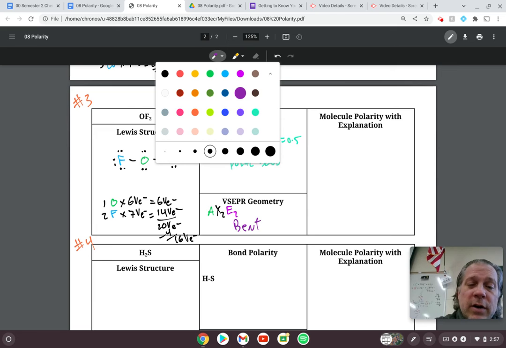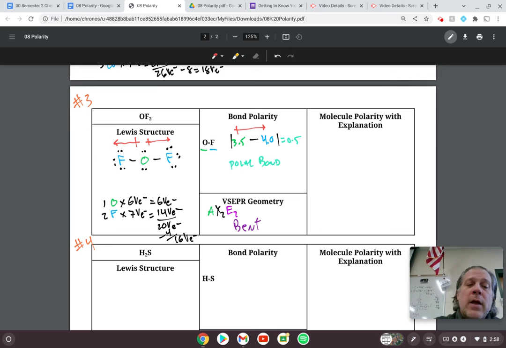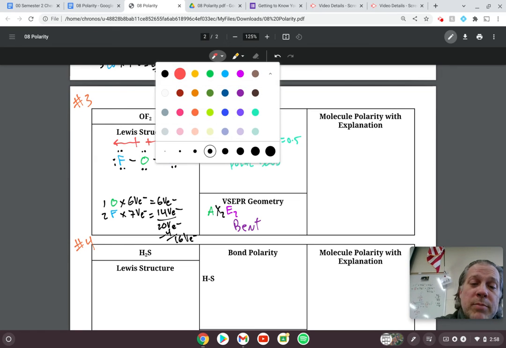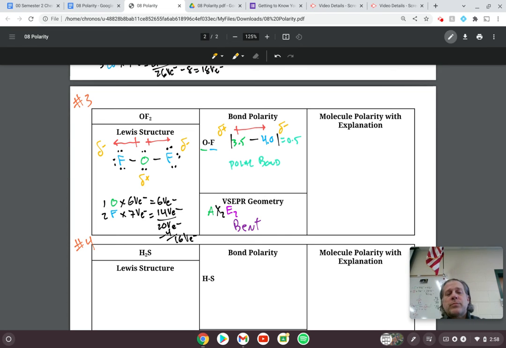Now, in this instance here, because it's polar, we do have to draw our dipole arrow, and we're going to draw our dipole arrow toward the more electronegative element. So it's going to look something like this. And then because there's a dipole arrow, we also have to put in our partial charges. So delta negative on each fluorine, and our oxygen is going to be delta positive.